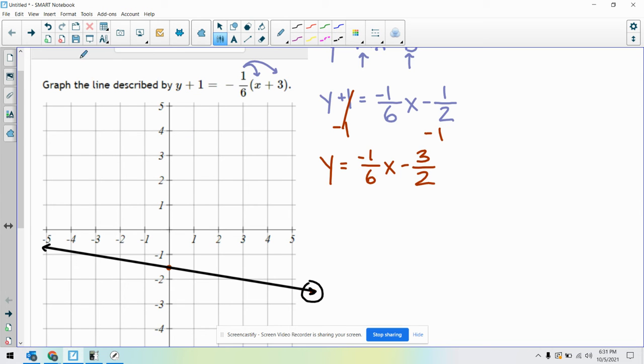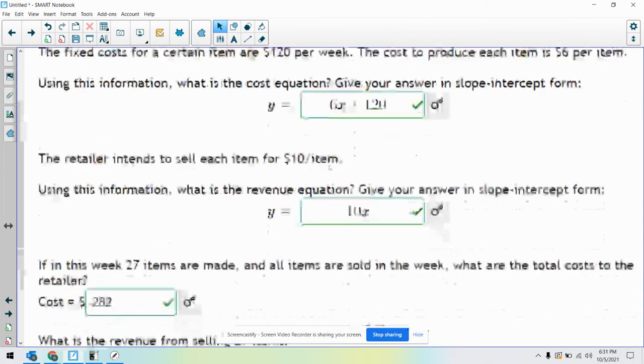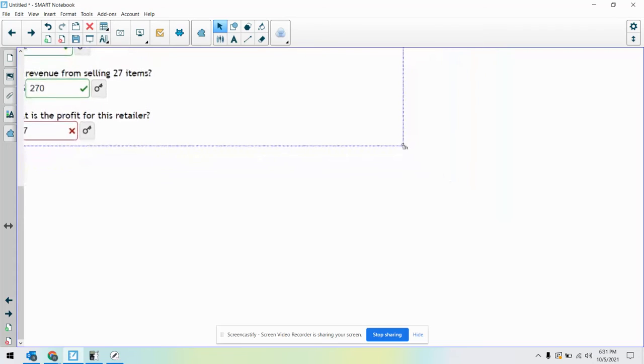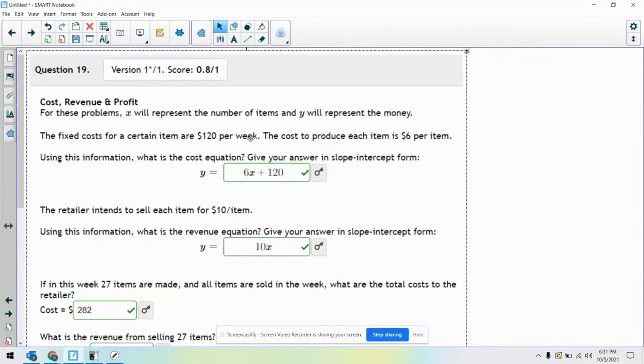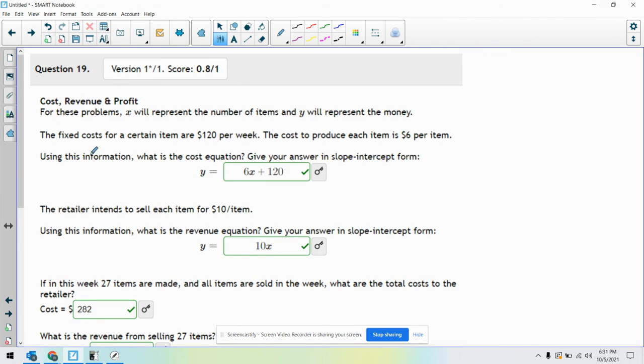Okay, the next one. Let's see here. Let me shrink this a little bit. Looks like you had most of this done correctly on your own. This says, for these problems, X will represent the number of items and Y will represent money. The fixed cost for a certain item is $120 per week. The cost to produce each item is $6 per item.